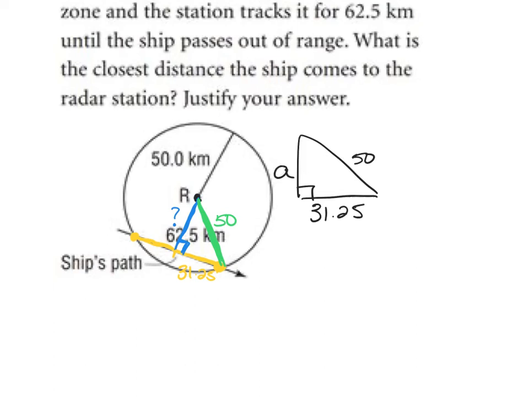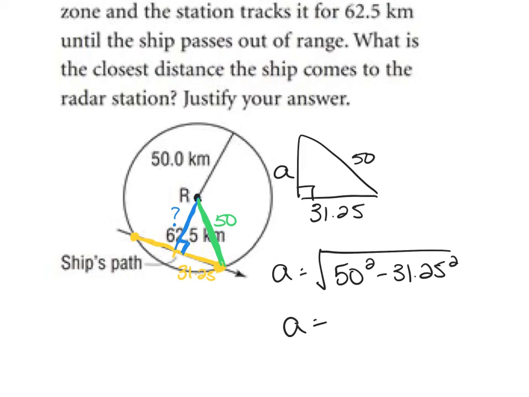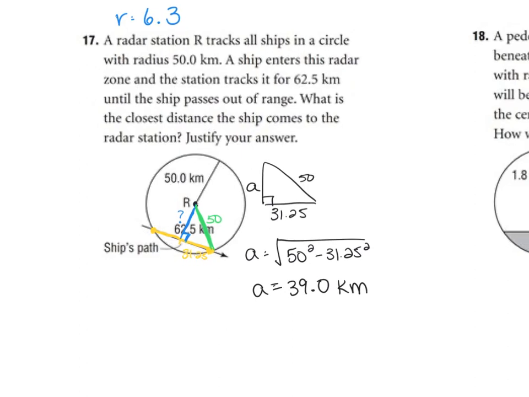I'll call it A. And I can find A by using Pythagorean theorem. So the square root of 50 squared minus 31.25 squared gives me a distance of 39.0 kilometers. So the closest distance a ship comes to the radar station is 39.0 kilometers. That's actually not too bad once you figure out what you need to do.